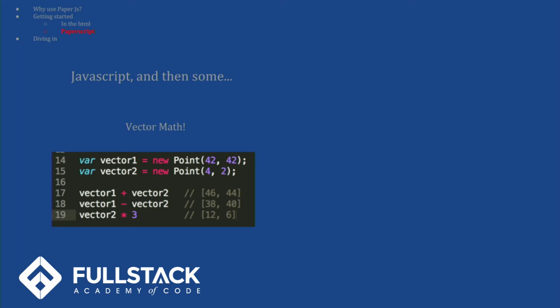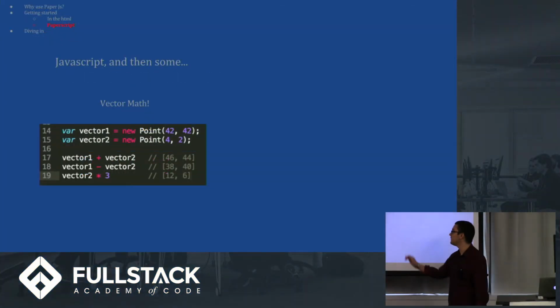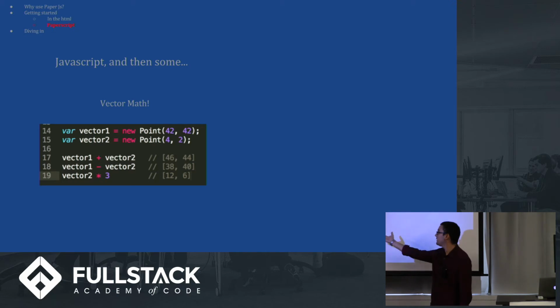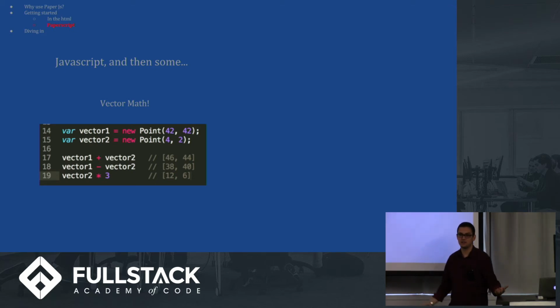The first and most useful part of it is that you can do the plus, minus, times, and divide work on vectors now. Works not just on numbers and strings, but you can do it with these point objects, which are really just vectors. So as you can see, you just add vector 1 and vector 2, you get a new vector. Without PaperScript, you'd have to treat these as arrays, and it would take a few extra lines of code or you have to write your own functions to do it. So this just makes it really simple and really easy to read and write.